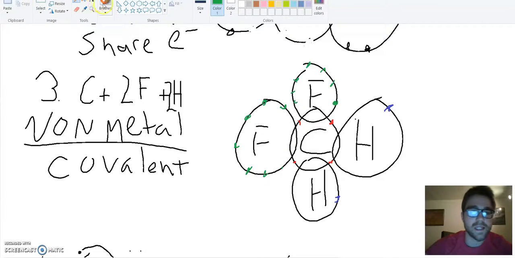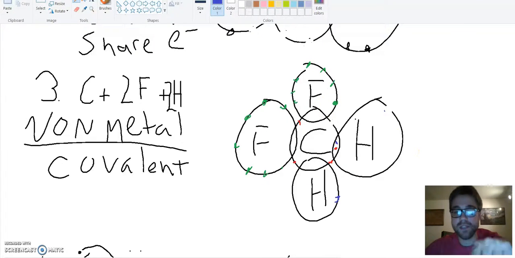So let's get hydrogen sharing first. So if hydrogen shares its 1 electron with carbon, carbon's going to share its electron. So we have hydrogens sharing their electron right here, and then carbon sharing its electron. Boom. All right, so the same thing has to happen again.